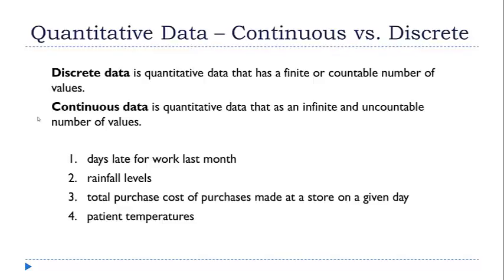So the number of days an employee was late for work in the previous month has a finite number of values. It's going to be at least 0 and at most 31. It's the maximum number of days in a month. So this is going to be a discrete variable. Rainfall levels can have any decimal value, for example 1.2 or 1.2661 or 1.559291. So this is going to be a continuous variable.